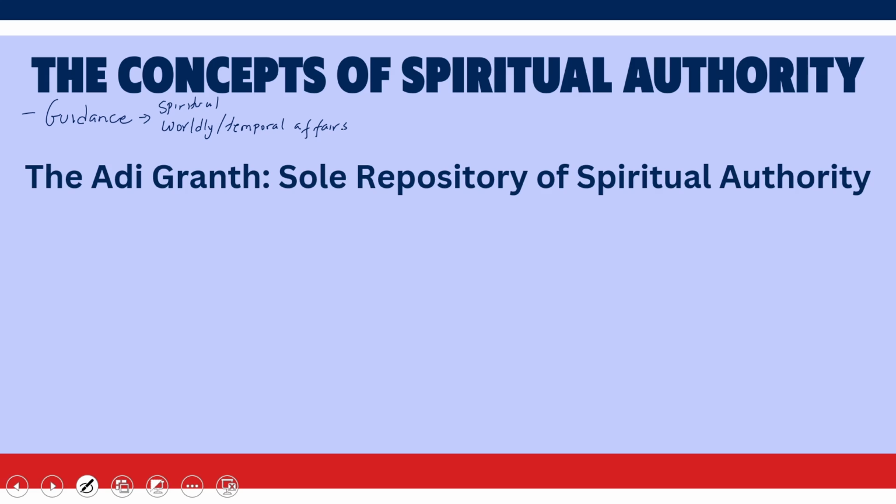Okay, so therefore when we speak about the spiritual authority, we will have to first look at the Guru Granth Sahib or the Adi Granth. Then also there is the Akal Takht. And this too will help us to see how they are able to get guidance from these two sources of spiritual authority. So let's come to the Adi Granth, which is the sole spiritual authority. Now this is one of the highest spiritual authority in Sikhism.